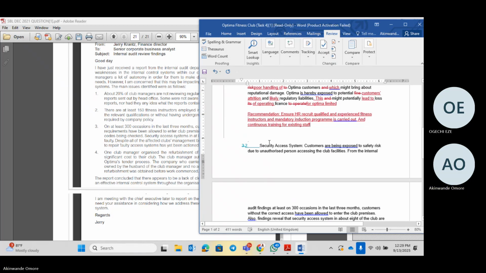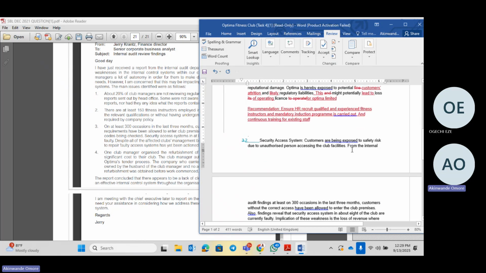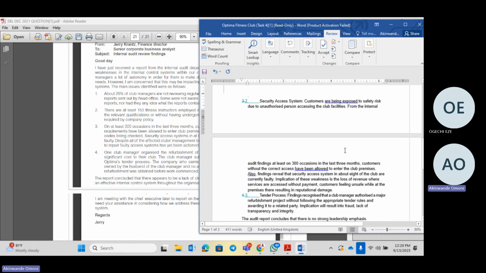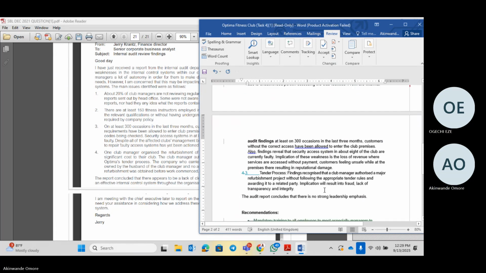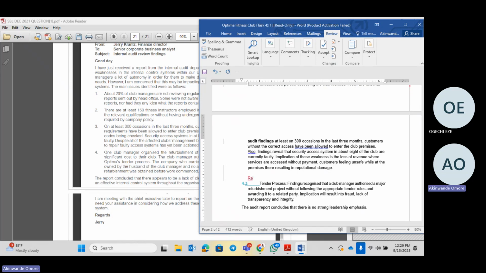So the next one, she says security access system exposes to safety risk due to unauthorized persons accessing the club facility. At least 300. I like this thing that she wrote, making use of the statement. Just use the scenario. Recommendation.